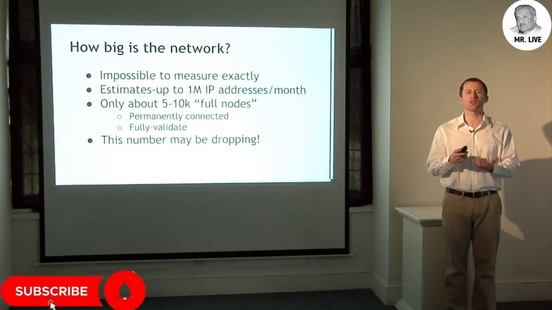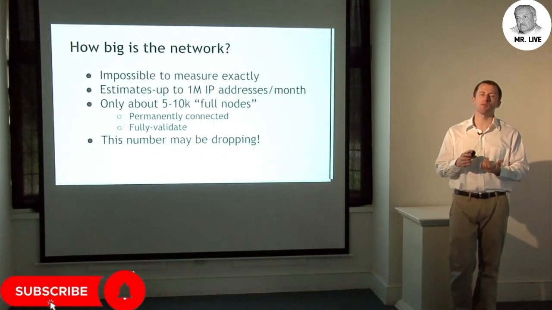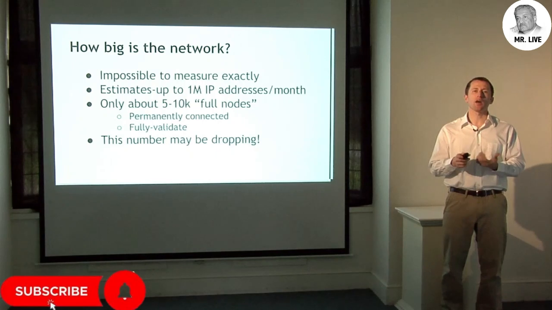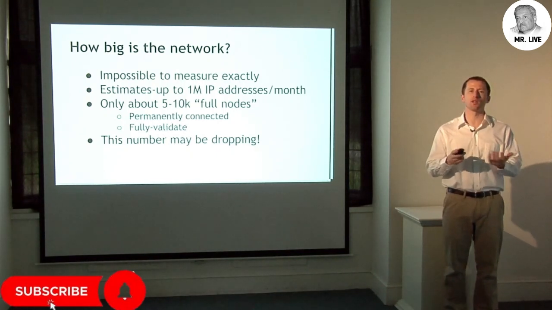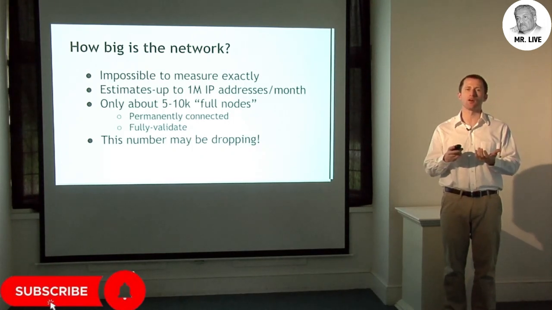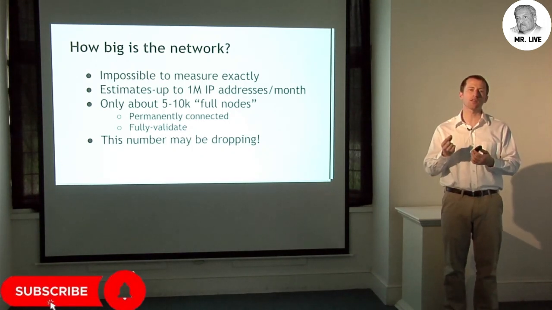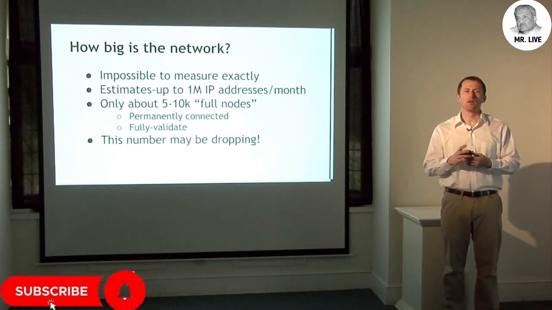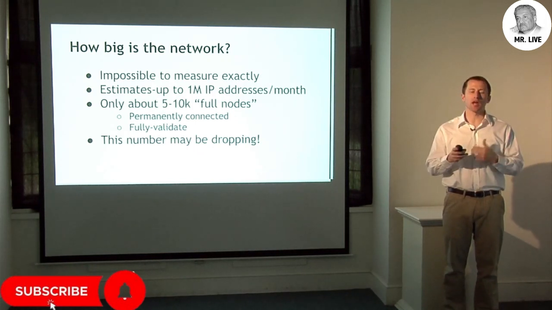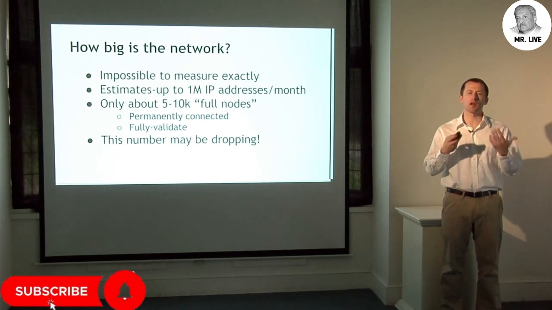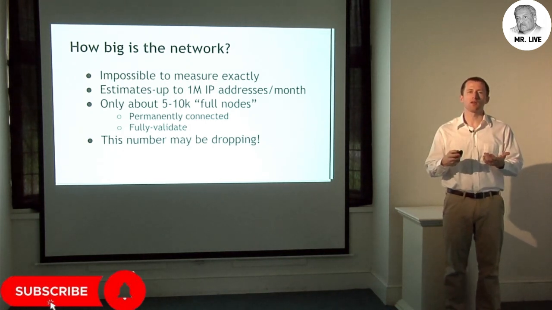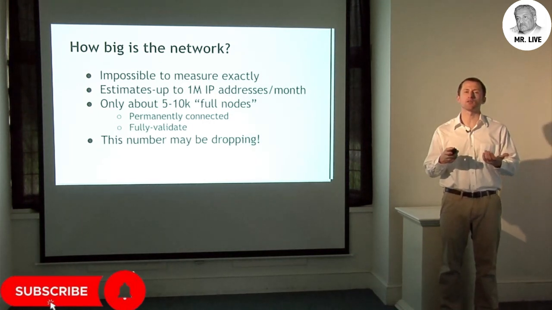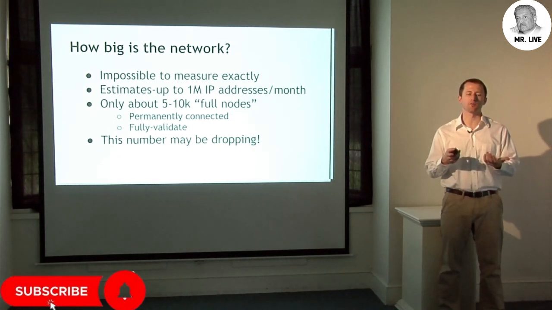But a number of researchers have looked into this and tried to come up with estimates. On the high end, some researchers have said that over 1 million IP addresses in a given month will at some point be running the Bitcoin protocol and acting at least temporarily as a Bitcoin node. But if you look at full nodes that are actually permanently connected and are fully validating every transaction they hear and running the full protocol, it's only about 5 or 10,000, which may be a surprisingly low number. And in fact, that number may be dropping.